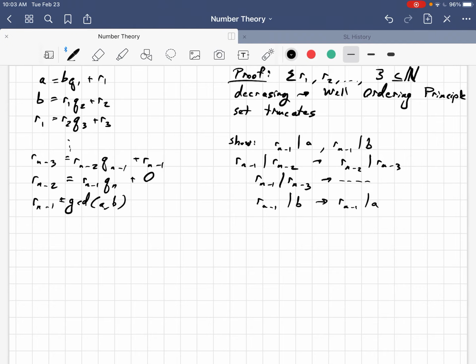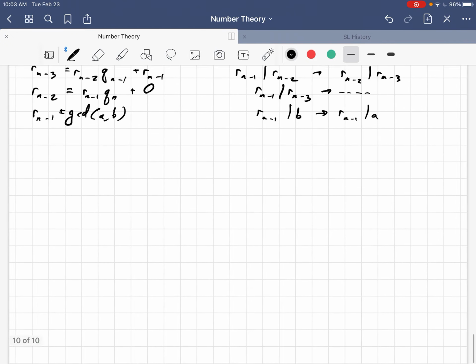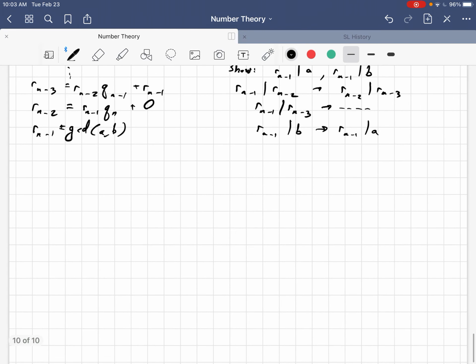So basically what we're going to do is show that, let's suppose that d, the greatest common divisor, divides a and d divides b. And we're going to show that d has to be equal to r sub n minus 1. So what I'm going to say is, well, okay, if d divides a and d divides b, then d divides any linear combination of a and b.